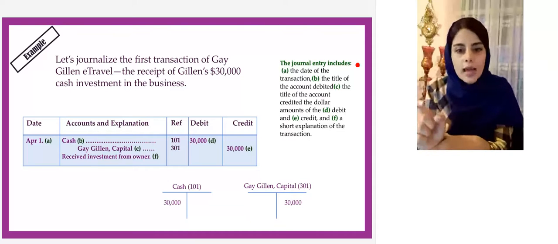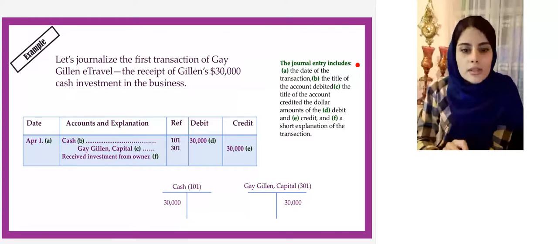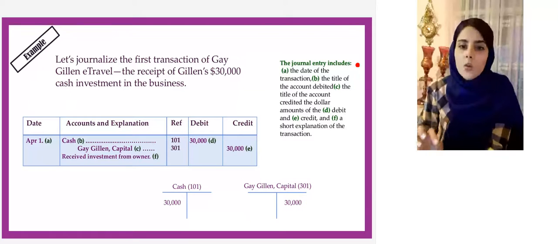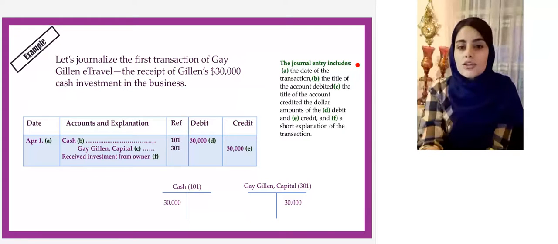For Gagelen capital, the reference is 301. 3 shows that Gagelen capital is an owner's equity. And 0 shows that it is current, and 1 shows that it's the first item of it. Pay attention to this part.